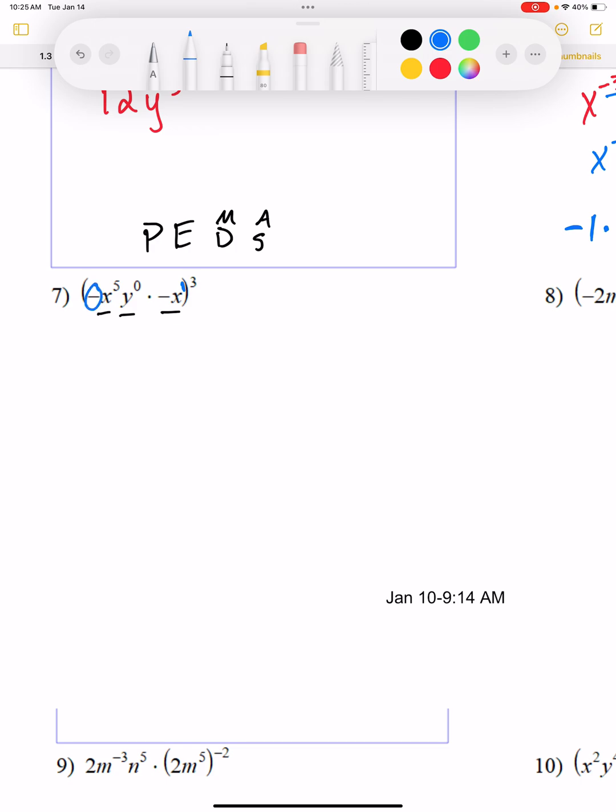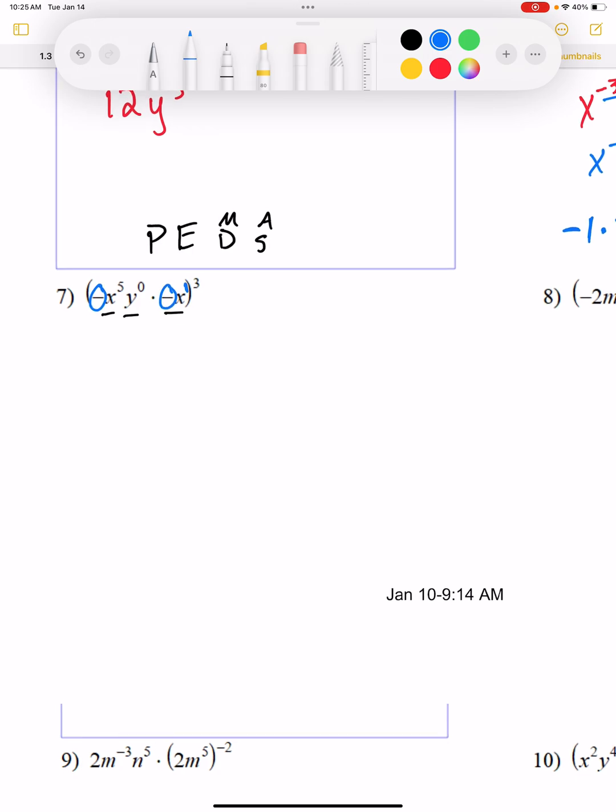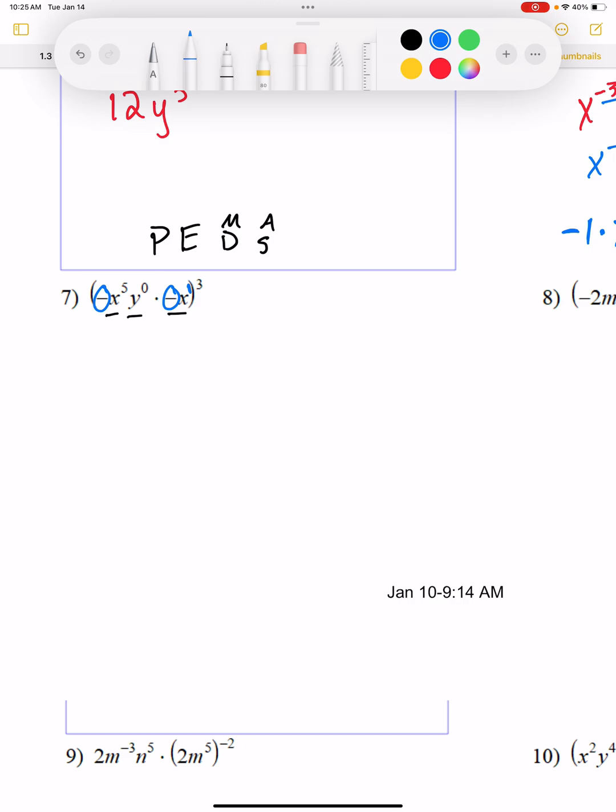So first we got a negative and a negative being multiplied together, which is going to make this positive. Then I got x to the fifth times x. That becomes x to the sixth. And then y to the 0 power. Anything to the 0 power is just 1, so that just becomes times 1. x to the 6th times 1 is still x to the 6th. And then it becomes to the third. x to the 6th to the third becomes x to the 6th times 3, which is x to the 18th.